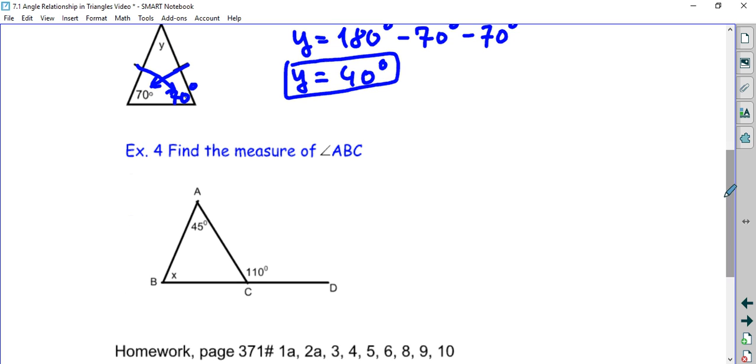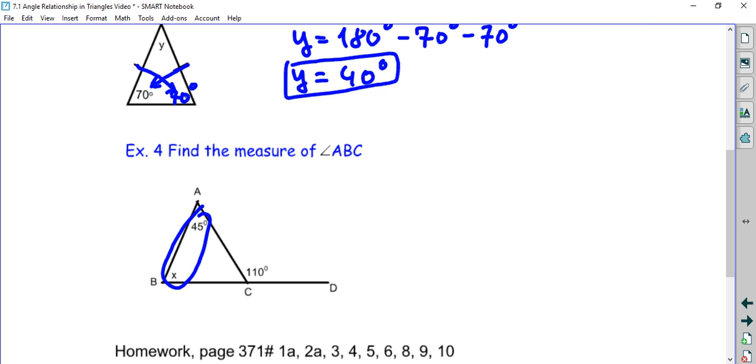And our last question, we will find the measurement of angle ABC. And if you remember, the angle ABC is created by lines from A to B and from B to C, which means that we are referring to angle X, really. We have two angles. One is the angle 45, it's an interior angle. And then we also have an exterior angle, which is 110 degrees. Now, if you notice, the external angle, in this case, it's right across from the two interior angles.